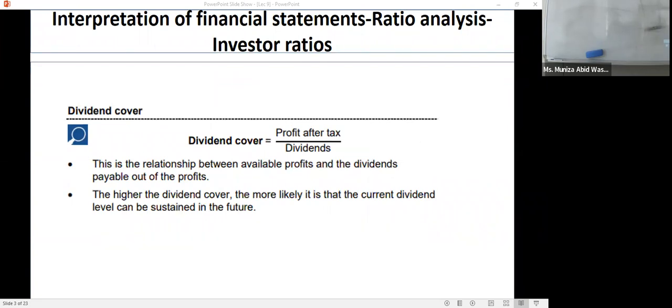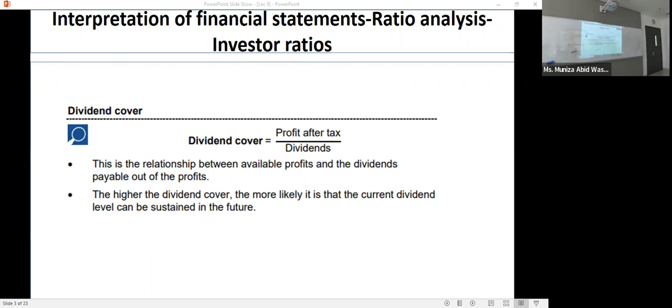The next ratio, the most important one, is dividend cover ratio. It's again of primary importance to the investors of the organization. Dividend cover ratio tells us how many times the total profit of the organization is able to cover the dividend payments. The formula of the dividend cover ratio, as you can see, is profit after tax, that is net profit of the year, divided by dividends or dividend per share, we can say.